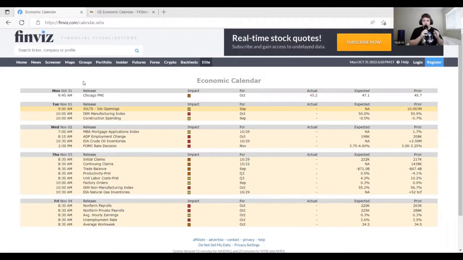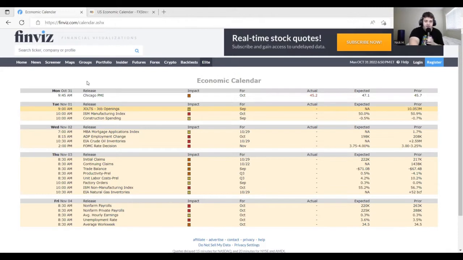But that's good too because in coming videos with options, I'll show you how you can trade both sides of the market and be profitable consistently, no matter what direction the market's going in, and not only have the one up. The main site that you want to use for finding the economic data is finviz.com.